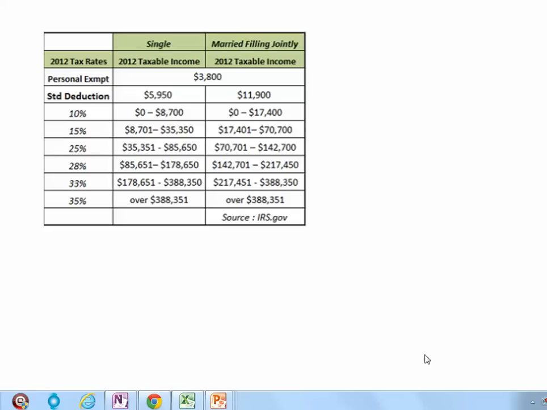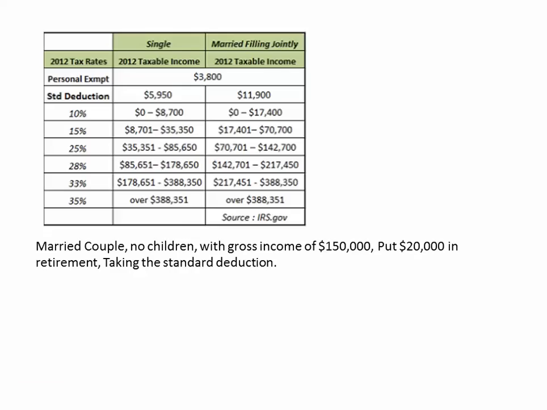We're going to take another look at tax rates and finding what your taxes will be. As an example, looking at the 2012 tax table from the IRS, it shows what we have for both single and married filing jointly. Our example is a married couple filing jointly with no children. They have a gross income of $150,000. They put $20,000 in retirement and they're taking the standard deduction.